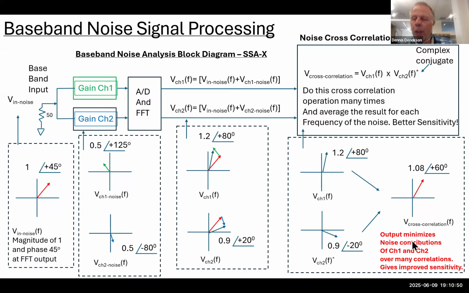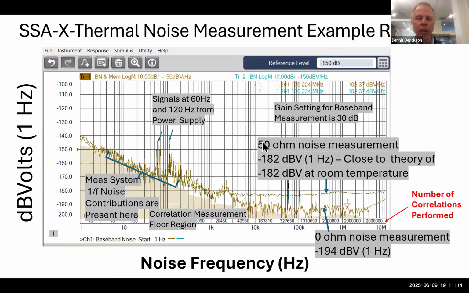Now, if we do this many, many, many correlation operations, eventually we can essentially cancel out all the noise of channel 1 and channel 2, as long as the gain is identical. The phase of the gain may be changing, but as long as the gain of the two channels are identical, we can cancel it out with this cross correlation technique. And we're going to do a whole bunch of them. So let's look at an example measurement.